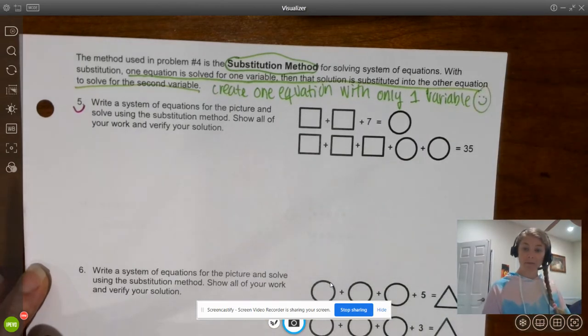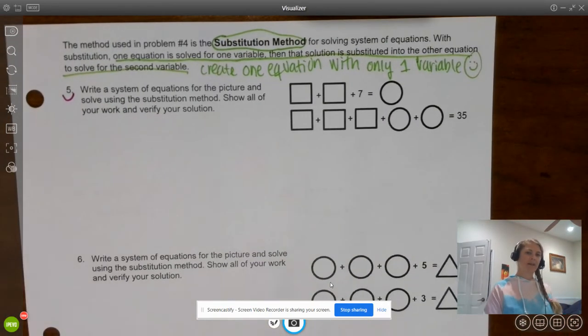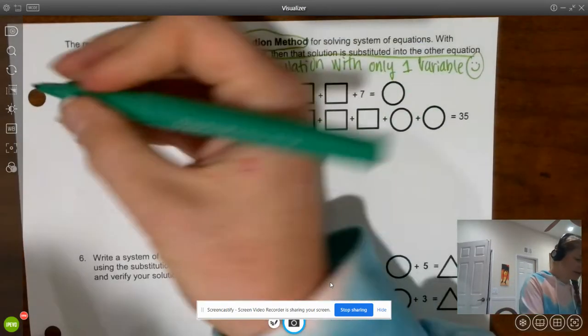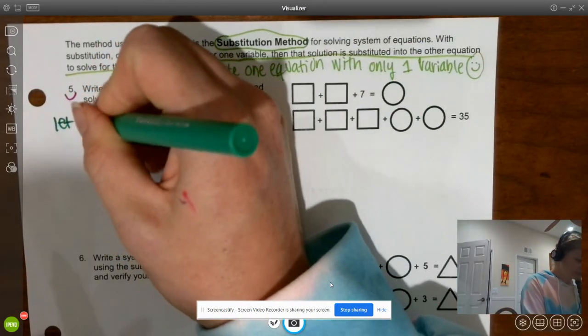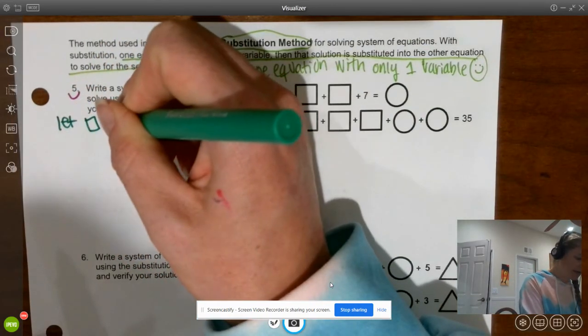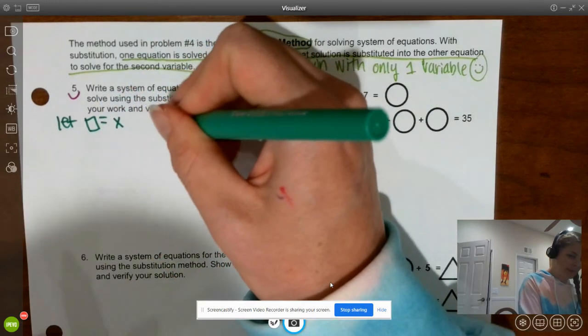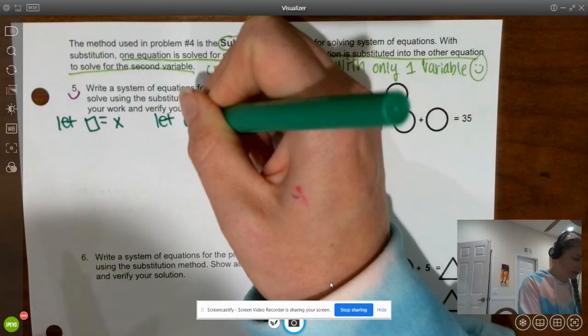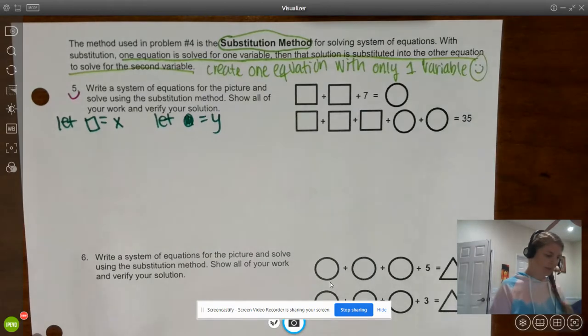Because you know how to solve that. Okay, so 5 says write a system of equations for the picture and solve using substitution method. Solve, show all your work, and verify your solution. So we are going to let square equal x and let circle equal y.